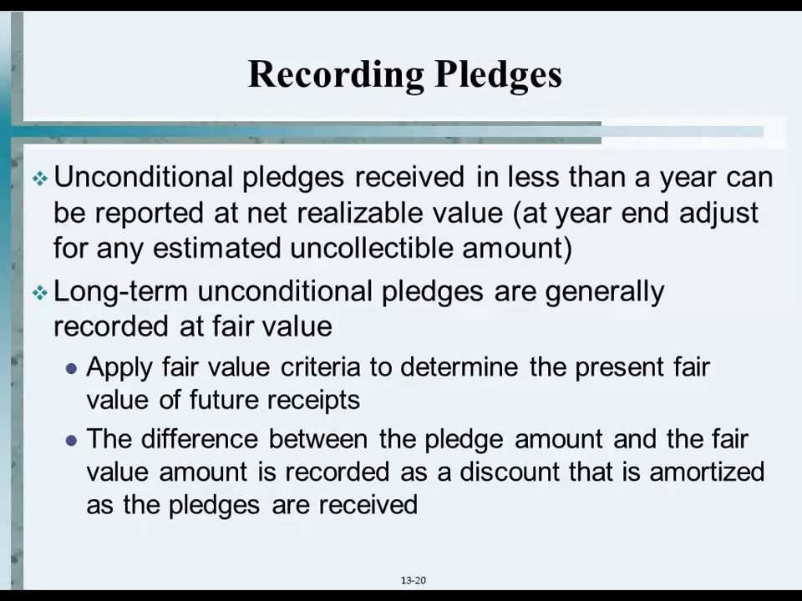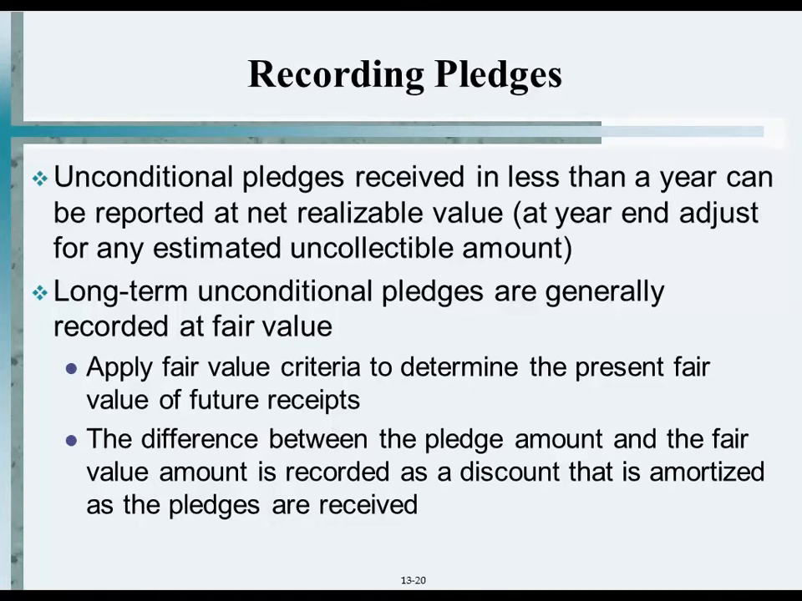And unconditional pledges received in less than a year can be reported at net realizable value, or whatever that amount is at the beginning. Long-term pledges are recorded at fair value. Okay? And this very last item, I want you to just pay attention to. Does anyone understand what this means? The difference between the pledge amount and the fair value is recorded as a discount and is amortized as the pledge is received. Can anyone give me an example of what that means?